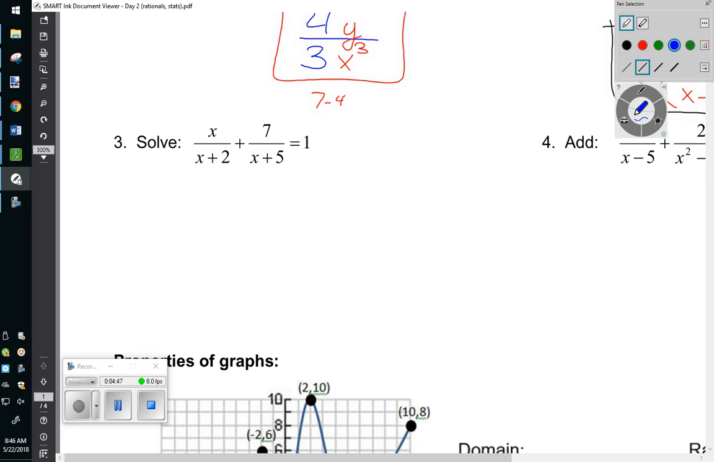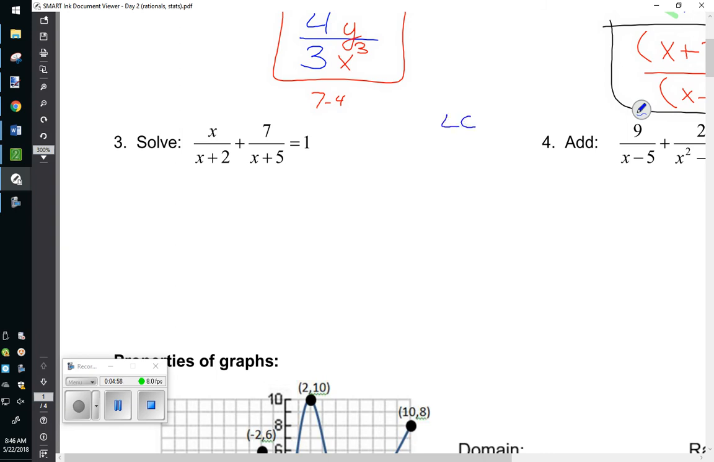We're going to do something similar to that. Remember, when we solve fractions, if it has an equal sign, we really want to get rid of fractions as quick as we can, because it's going to make our life easier. And the way we get rid of fractions is by finding the LCD. So we are looking at our denominators and trying to get rid of some stuff.